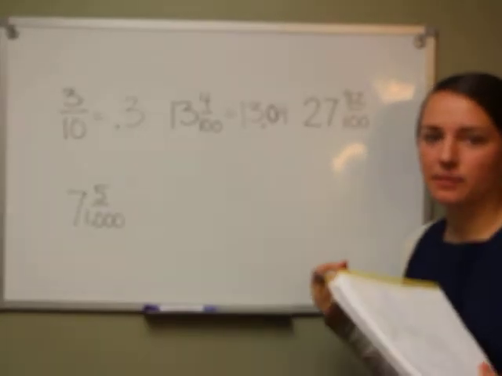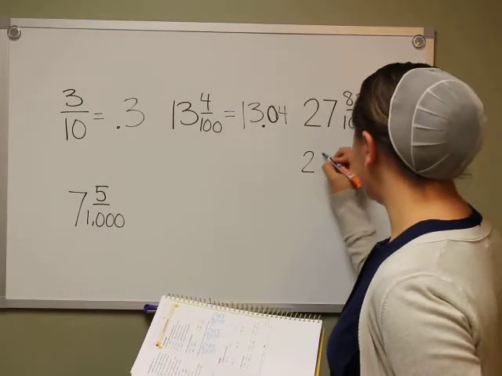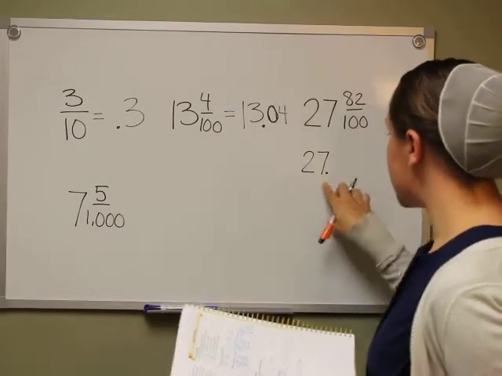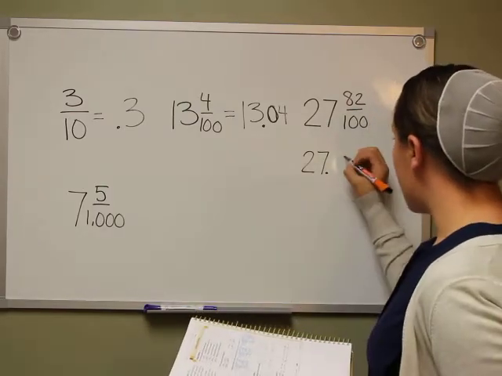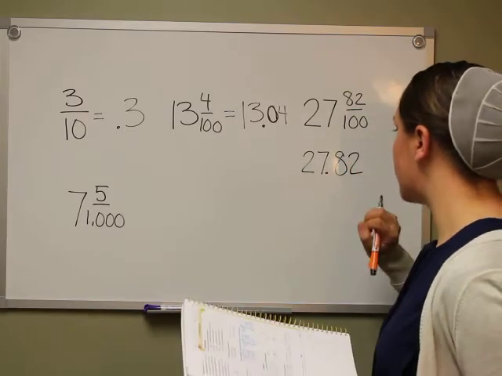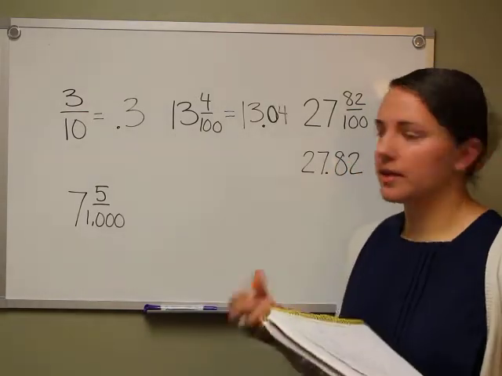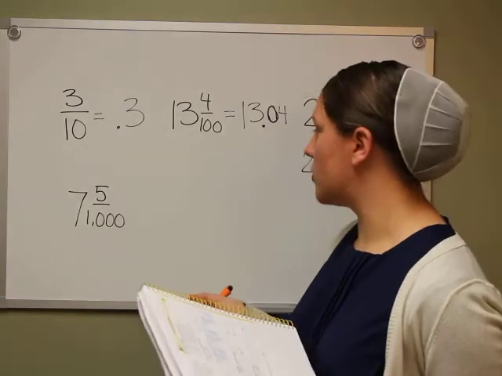27 and 82/100th. Write that as a decimal. That would be 27, and "and" is our decimal point. 82/100th, that needs 2 decimal places, and that works because we have the number 82, so there's 2 places. 27 and 82/100th.